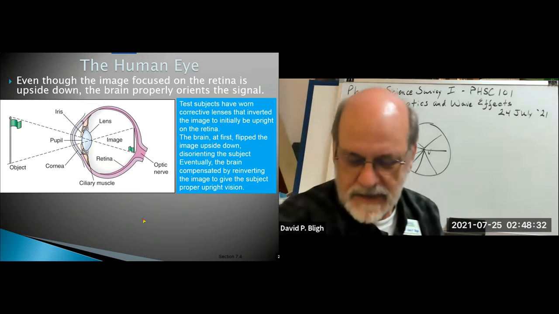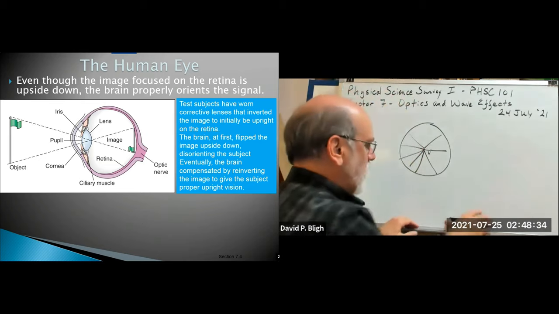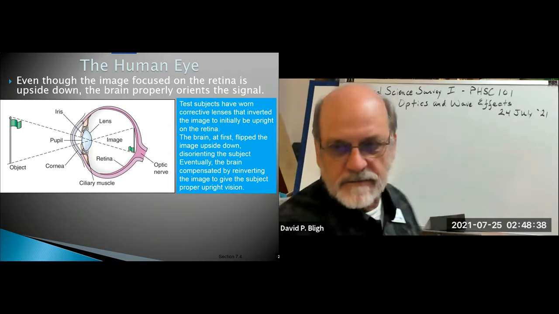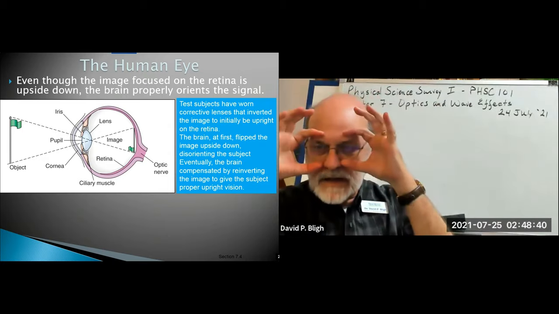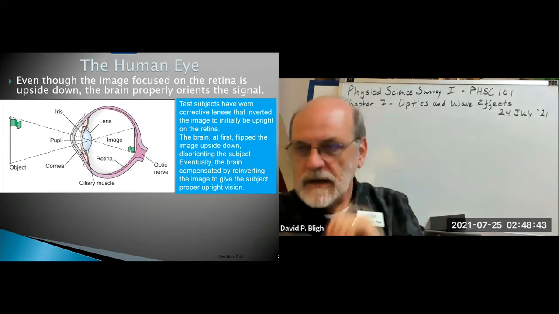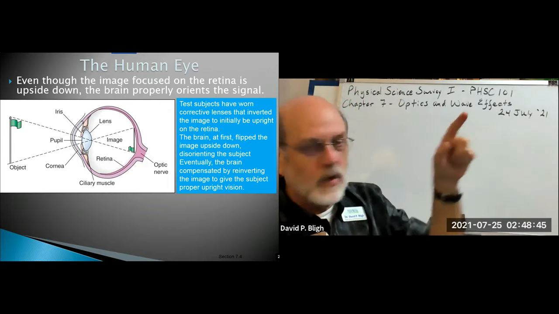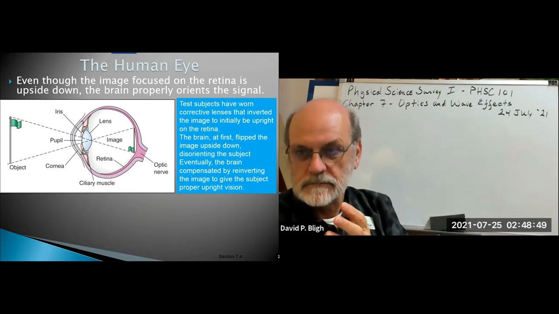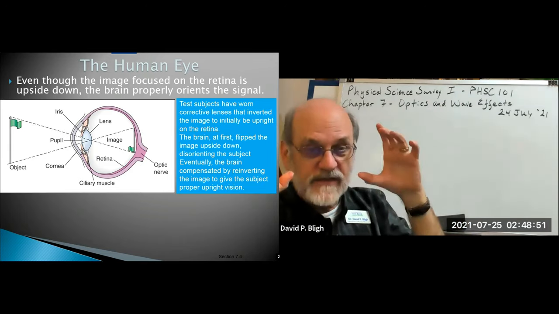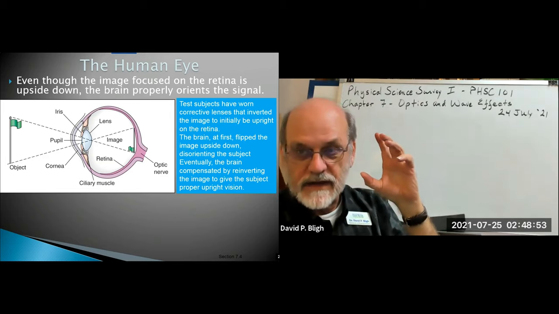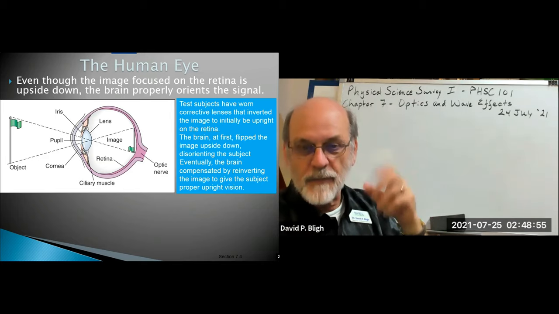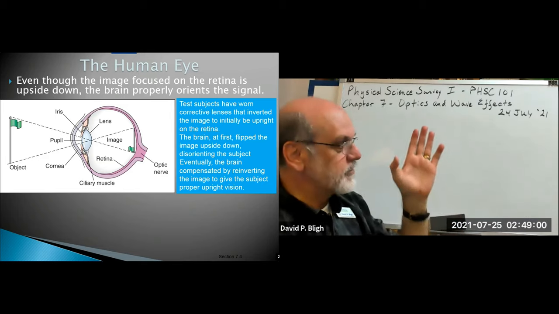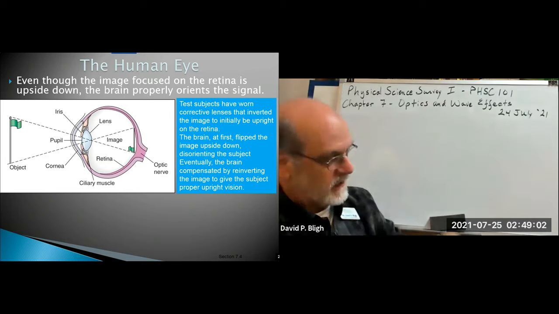But I've seen results from experiments where volunteers were fitted with spectacles that inverted the world. They turned everything upside down. So when you first put the glasses on, your brain naturally takes that upright image and flips it till it's inverted. So you see the world where the ground's up here and the sky's down here.